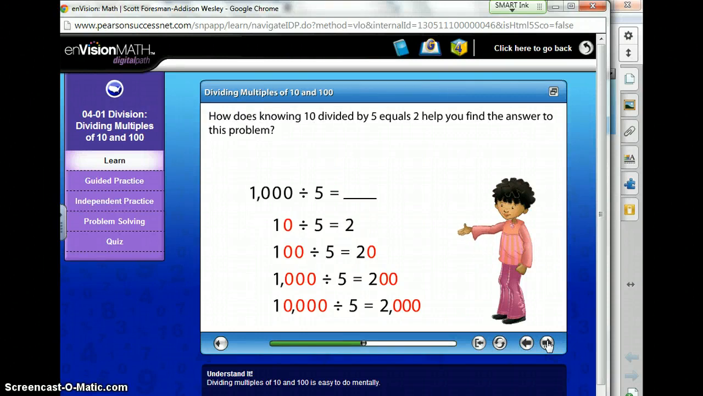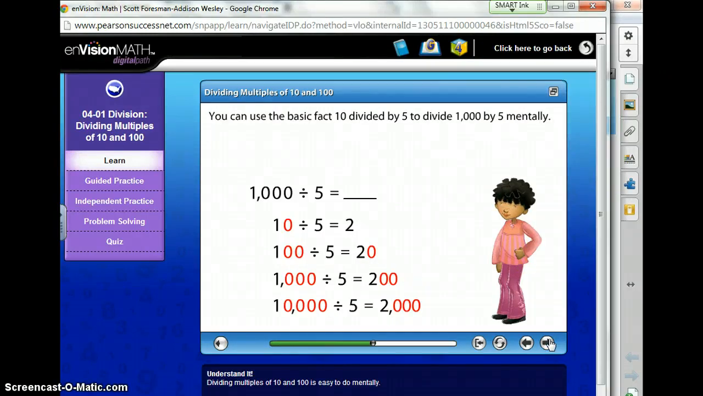How does knowing 10 divided by 5 equals 2 help you find the answer? Well, the first thing you have to do is look for your basic math fact. Use any resources around the room to do so. 10 divided by 5 is 2. Then I add in my 2 extra zeros to my answer, and this is my final answer, 200. Each kid would get 200. All right.